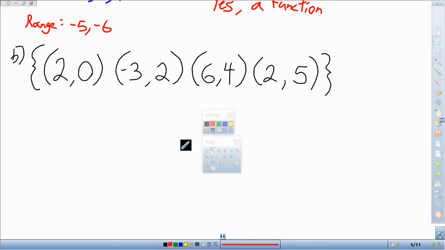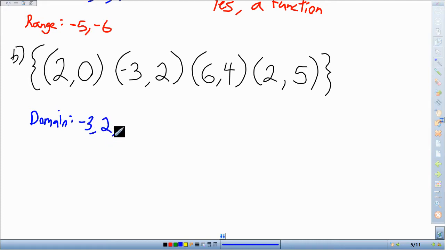Okay, B, same idea. Let's go ahead and get the domain and the range figured out. Let's start with the domain. I'm going to start with the smallest number, so -3. All right, my next biggest number looks like I have multiple 2's. I only need to write it once. Okay, I don't need to write 2 and then 2 again. And then it looks like I have a 6. Okay, so there's my domain. My range is going to be all my y's. My smallest y looks like it's a 0. Next biggest, 2, 4, and then 5.